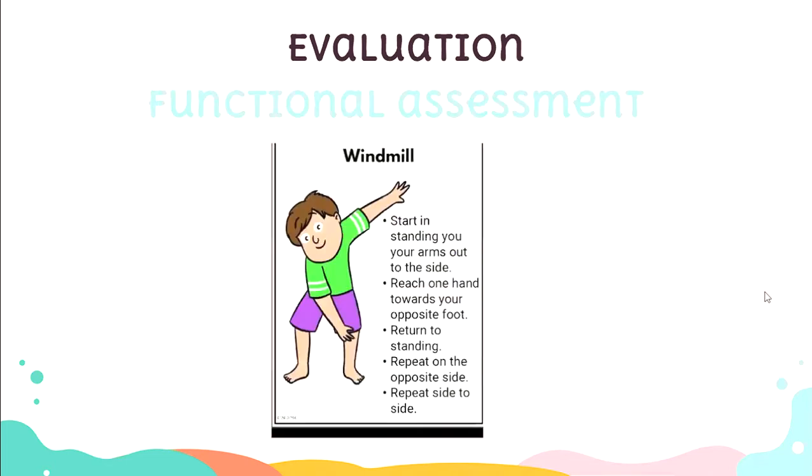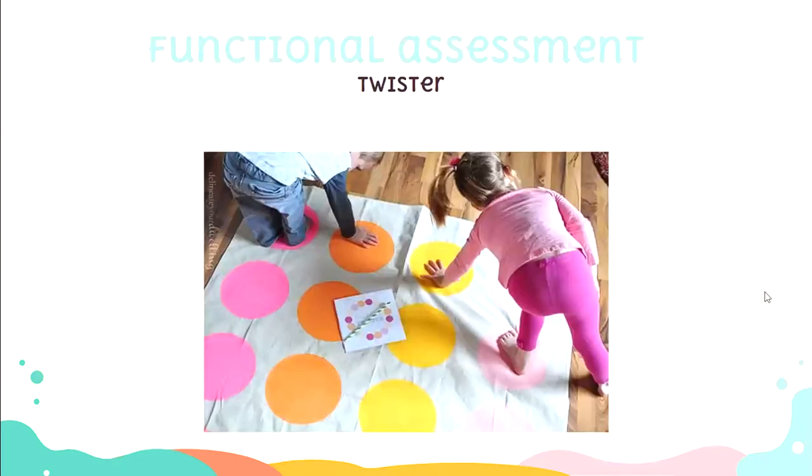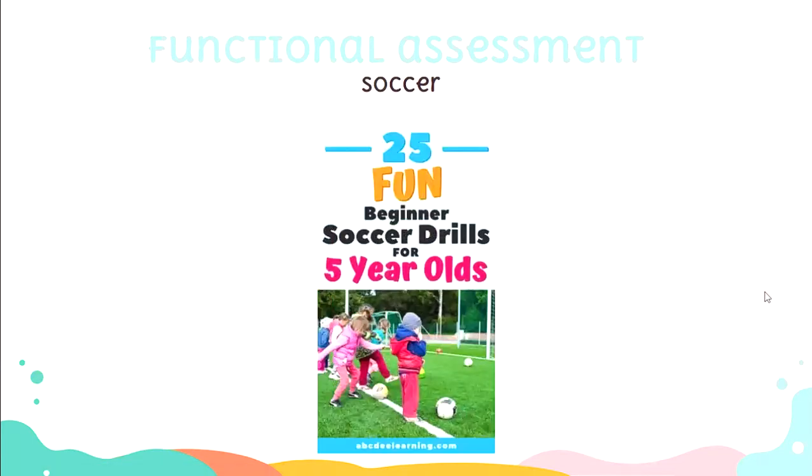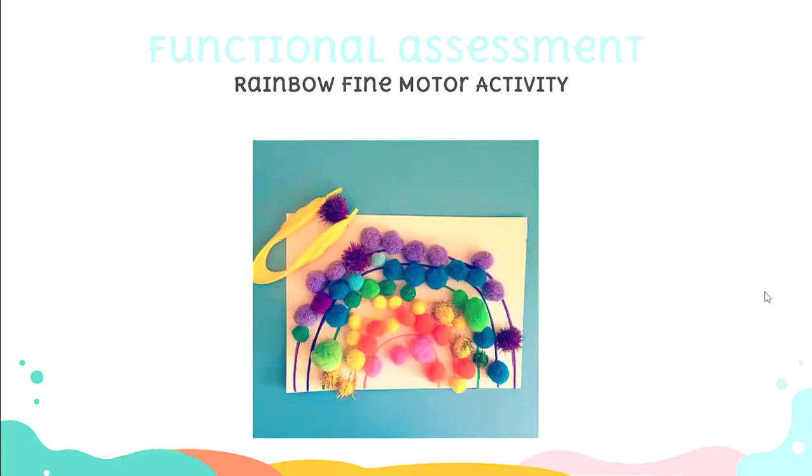Next slide, please. Which is for non-standard evaluation. This is to check and observe if the child can perform ROM or has joint flexibility. For example, windmill, and next slide, please. Twister. Lastly, next slide, please. Rainbow fine motor activity.